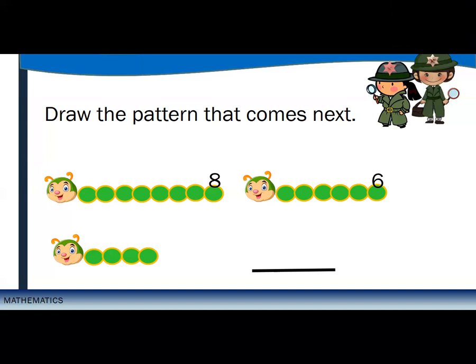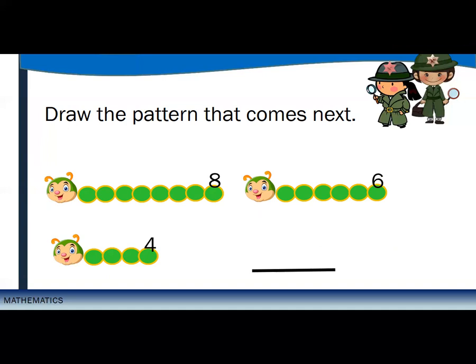And now I want you to count and tell me how many ovals are on the third caterpillar. Way to go, boys and girls. 1, 2, 3, 4 ovals are on the third caterpillar.